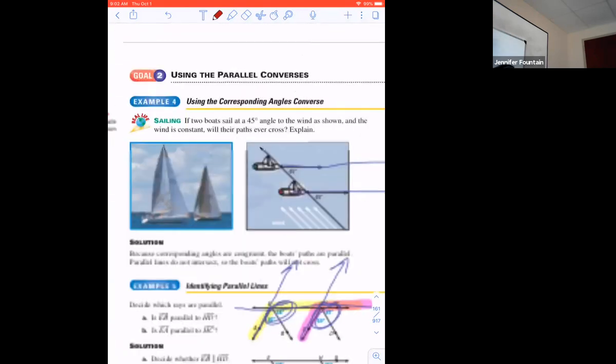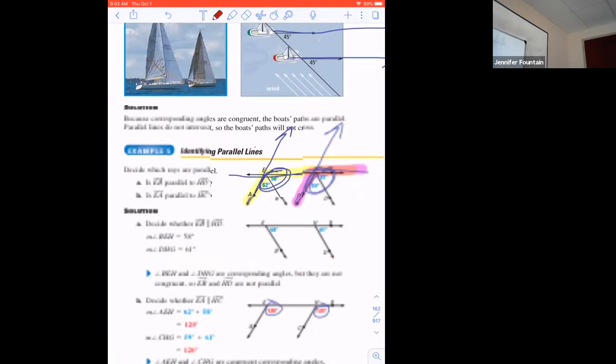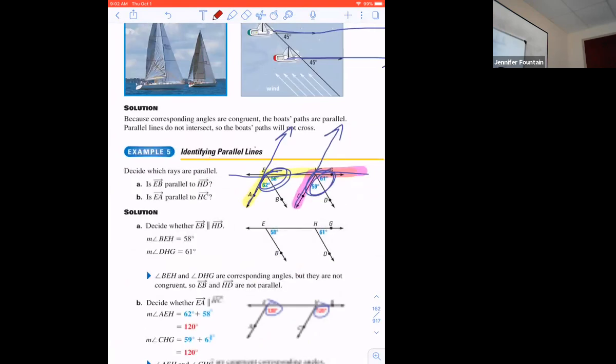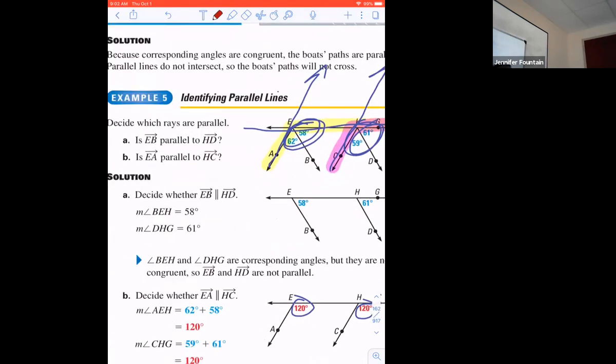All right, moving down to example 5, identifying parallel lines. Remember, we said to be able to identify if lines are parallel, then we have to be able to tell that the corresponding angles are equal to each other. And if the corresponding angles are not equal to each other, or the vertical angles, you know, if our angle measurements do not equal each other, then I cannot say that my lines are parallel, okay?